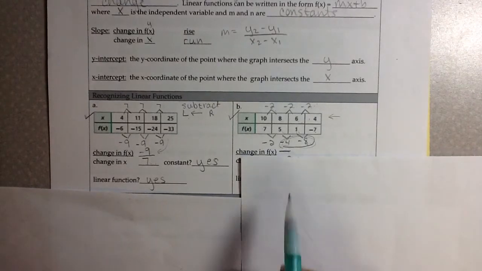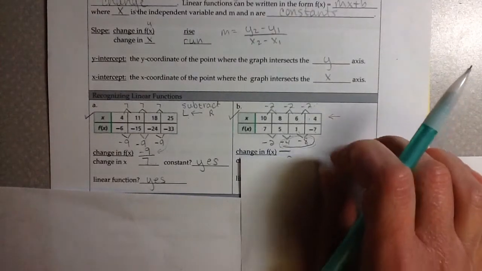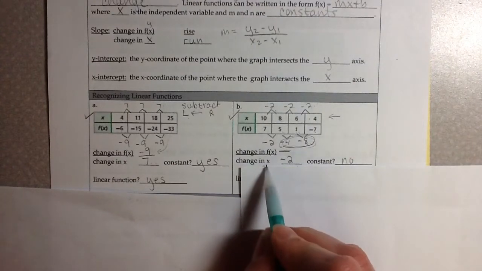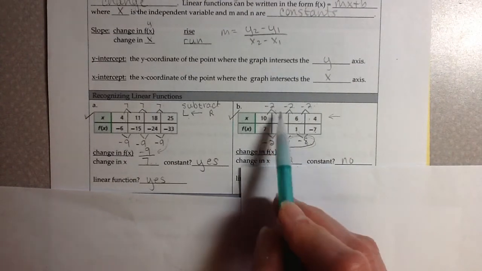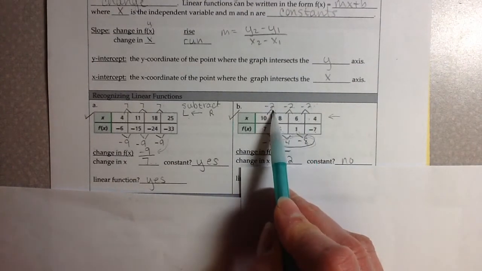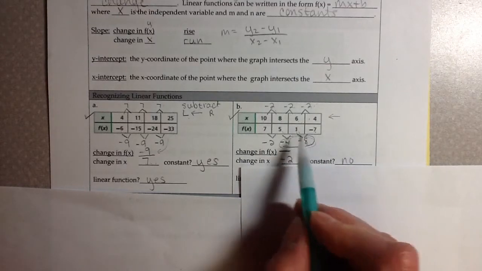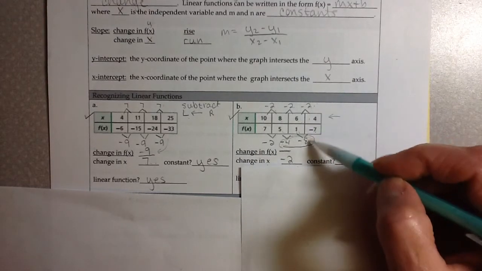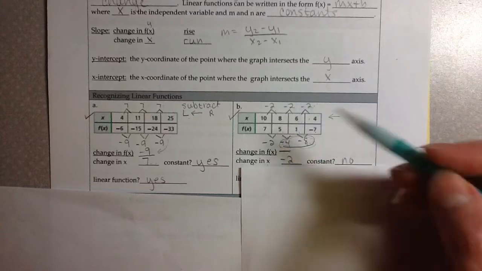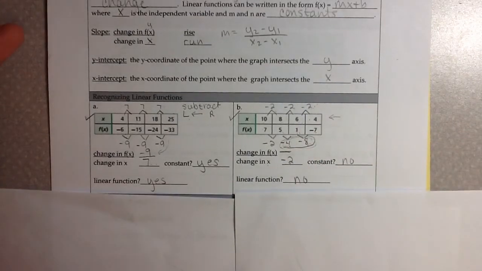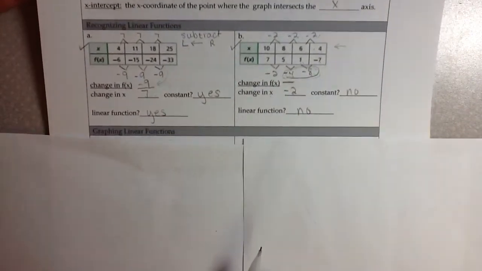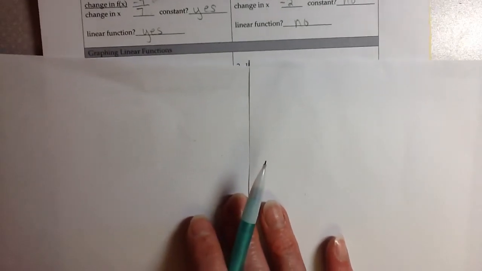So I just put a slash for the change in f of x, and then the change in x is a negative 2, but we don't have a constant rate of change. This is not the same as this. So for that reason, it's not a linear function. So that's all you have to do to check to see whether or not you have a linear function.